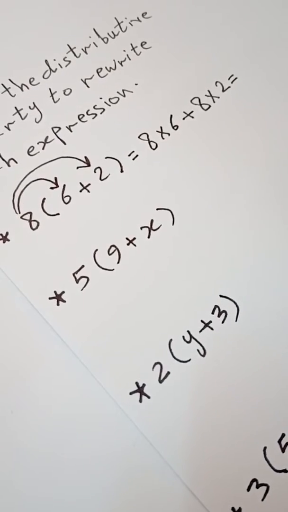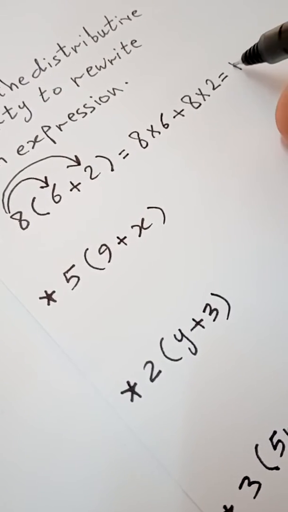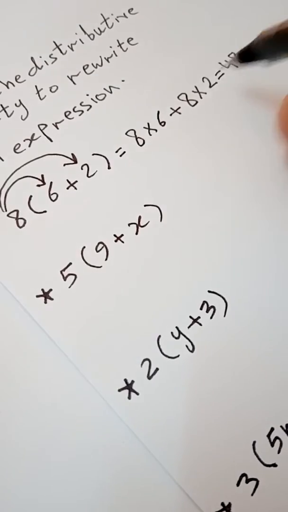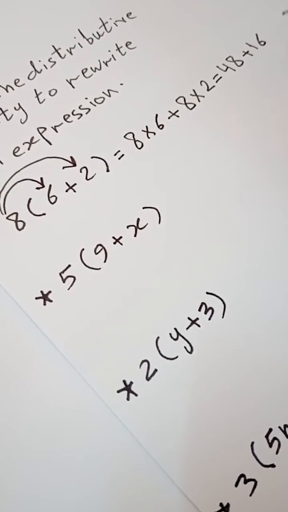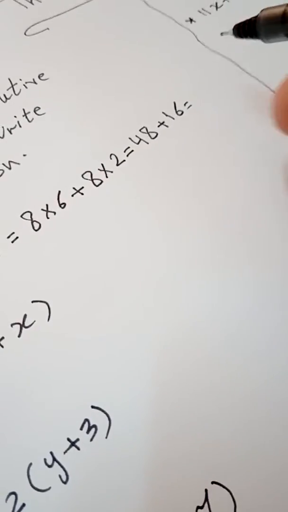Now you can solve. We have here 8 times 6 is 48 plus 8 times 2 will be 16. Now you can add, it will be 64.